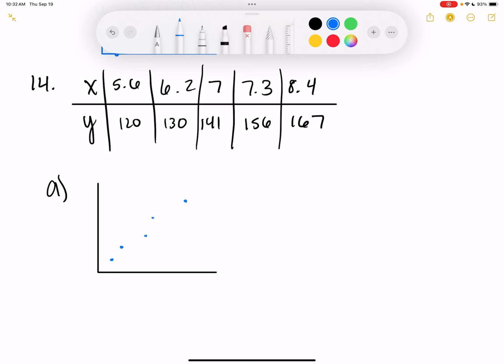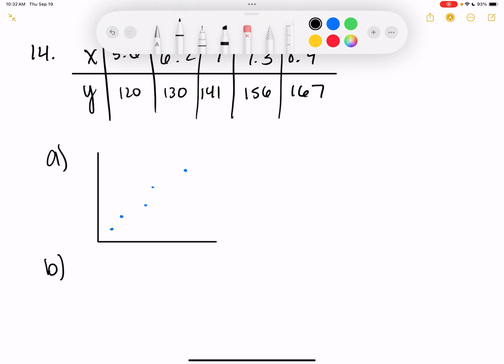List 1, list 2. L1's already there. L2's already there. Frequency list gets nothing. Store RegEQ: alpha, trace, alpha, omega. Hit enter for Y1. Now it's going to store that equation there for me. Hit calculate. Whoa, it is strong. I thought it was going to be a weak one.